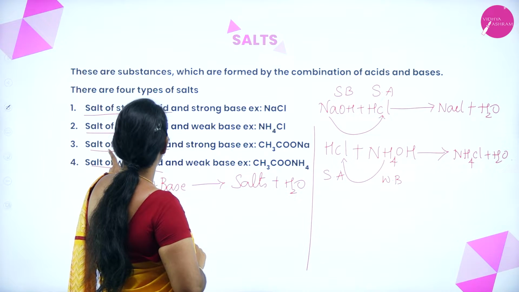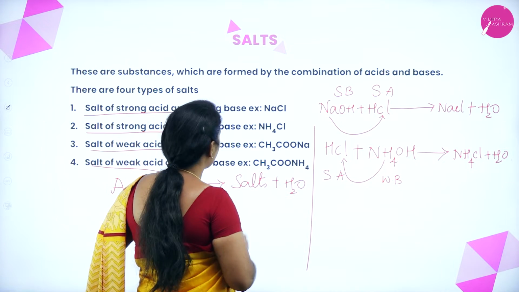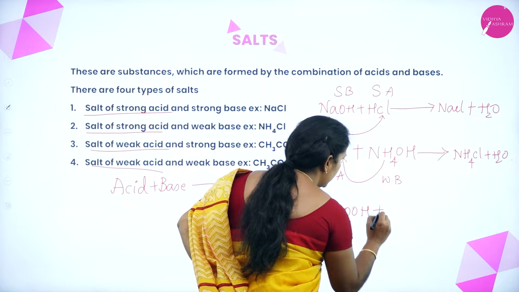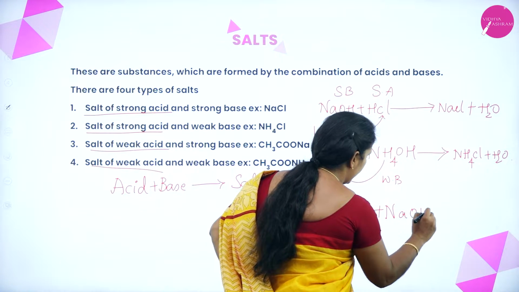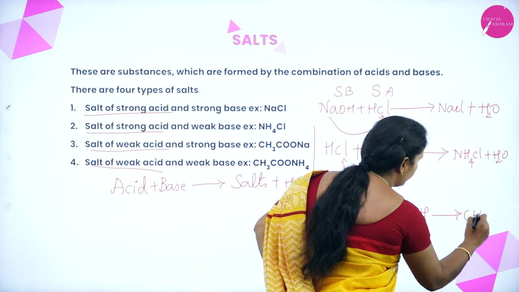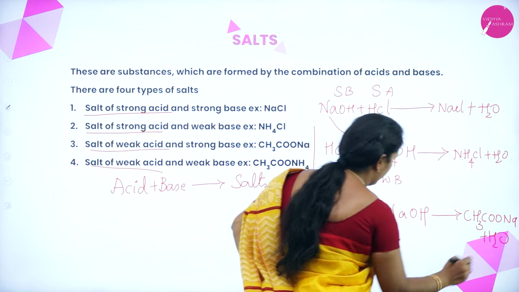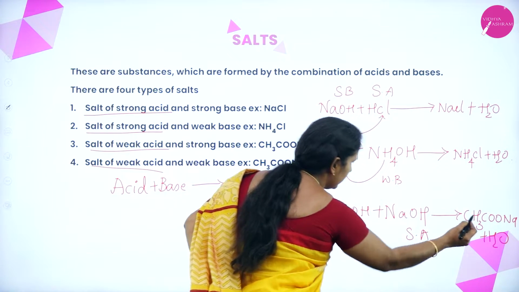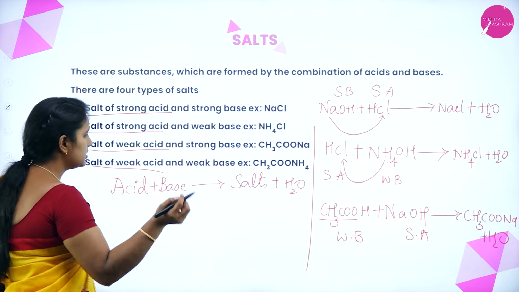I'll take one more example, that is salts of weak acids with a strong base. So I'll take the weak acid as acetic acid, that is CH3COOH, which combines with a strong base, that is NaOH. So what will happen? The CH3COO combines with Na to form sodium acetate, plus a water molecule will be formed. So this is a weak acid with a strong base, which forms what? Sodium acetate with a water molecule, that is the salt and water.